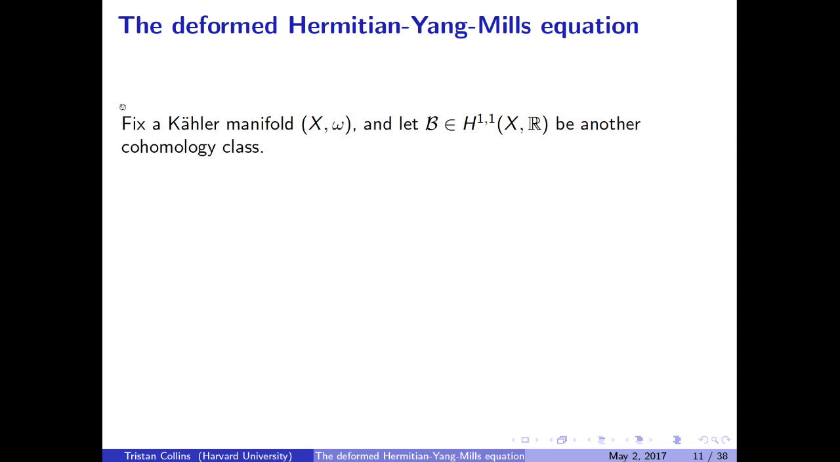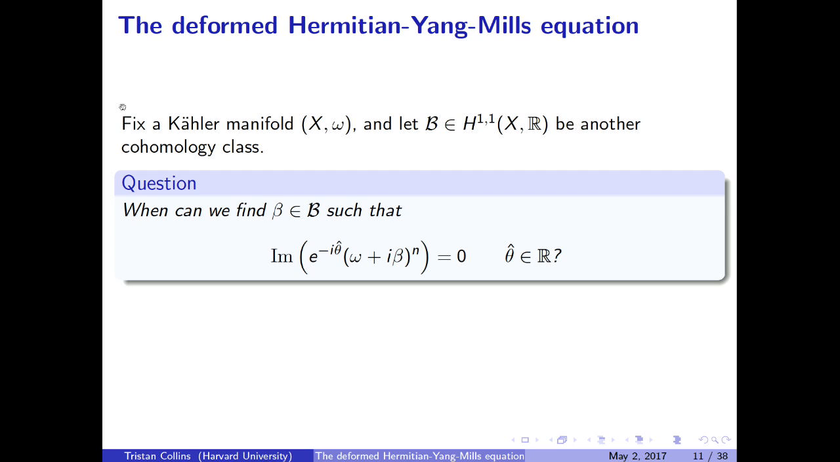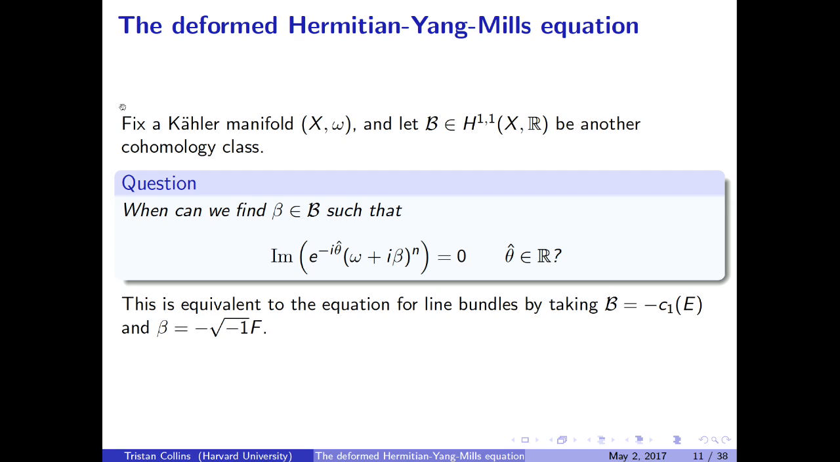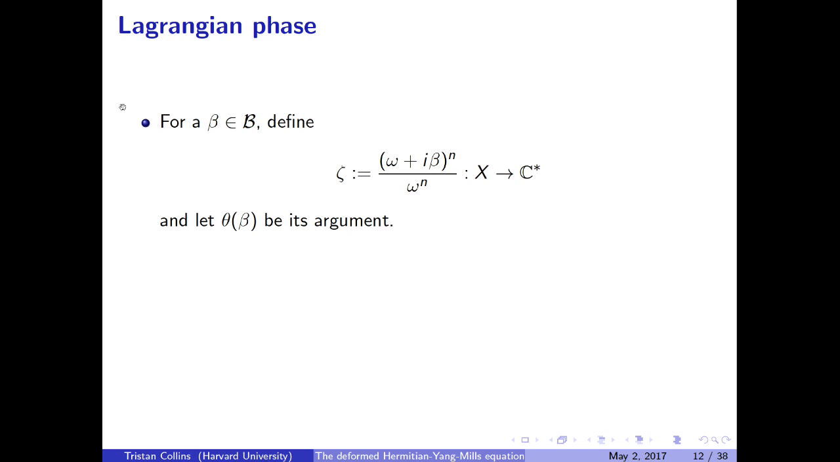Okay, so the question then is, suppose we forget mirror symmetry now. We have some motivation to study a certain PDE. So we have some Kähler manifold (X, omega), and let's fix another cohomology class in H^{1,1}(X, R). And the question we're going to ask is, when can you solve this PDE? So when can we find a beta representing this cohomology class which solves this deformed Hermitian Yang-Mills equation? Let me point out that this is equivalent to the deformed Hermitian Yang-Mills equation for the line bundle by just making this ansatz. So this is the PDE we're interested in. Hopefully it's well motivated at this point.